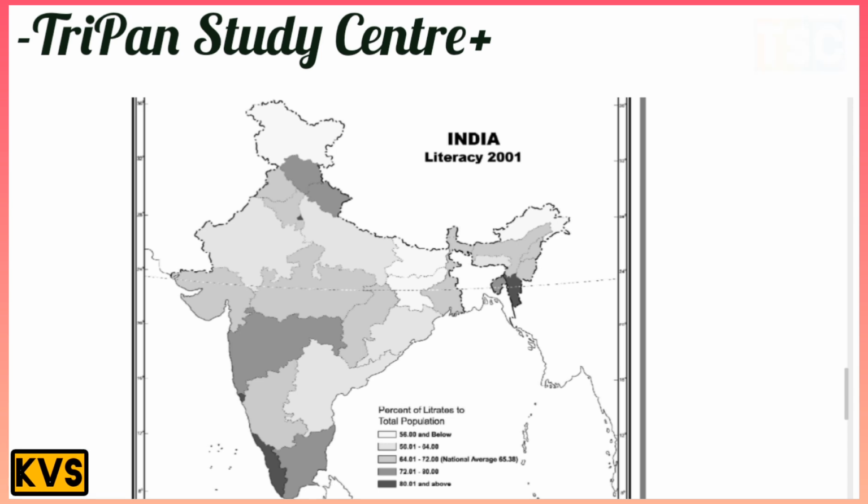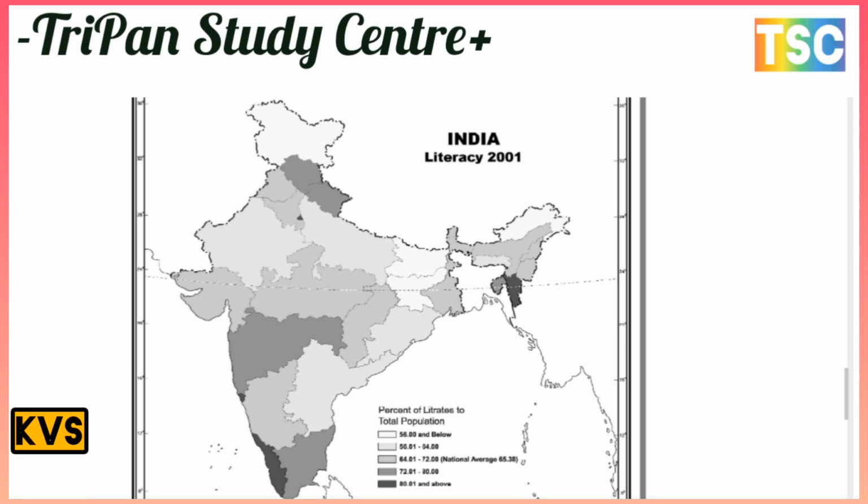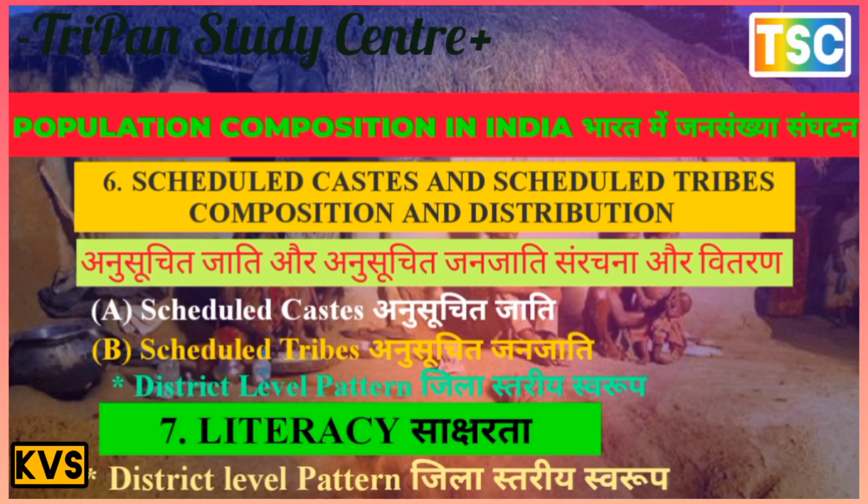Below 56 are only Bihar, Jharkhand, Jammu and Kashmir, Arunachal Pradesh and Assam. Other areas have a maximum of 72 to 80%, such as Maharashtra, Himachal Pradesh and Uttarakhand also. Some parts have 82 and above, and Delhi is also shown here. Show on your screen the Indian literacy map of 2001.